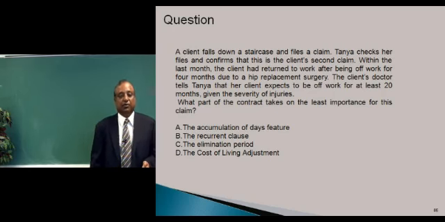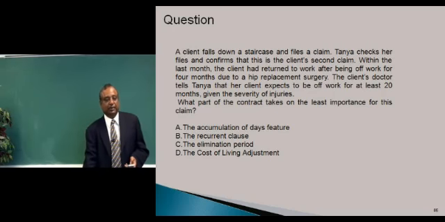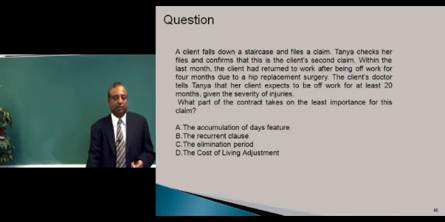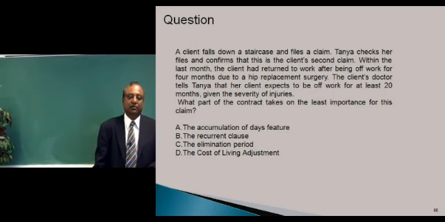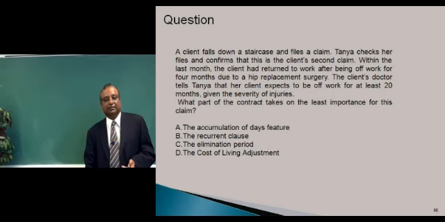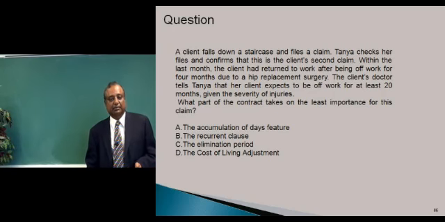Now, which part of the contract takes on the least importance for this claim? Now, if you look at the situation, right now he's fallen off the staircase, and earlier he was off work for replacement surgery. They are not connected with each other. Therefore, the answer should be the recurrent clause. It is not a recurrent case. B. B is the answer. B for Bob.